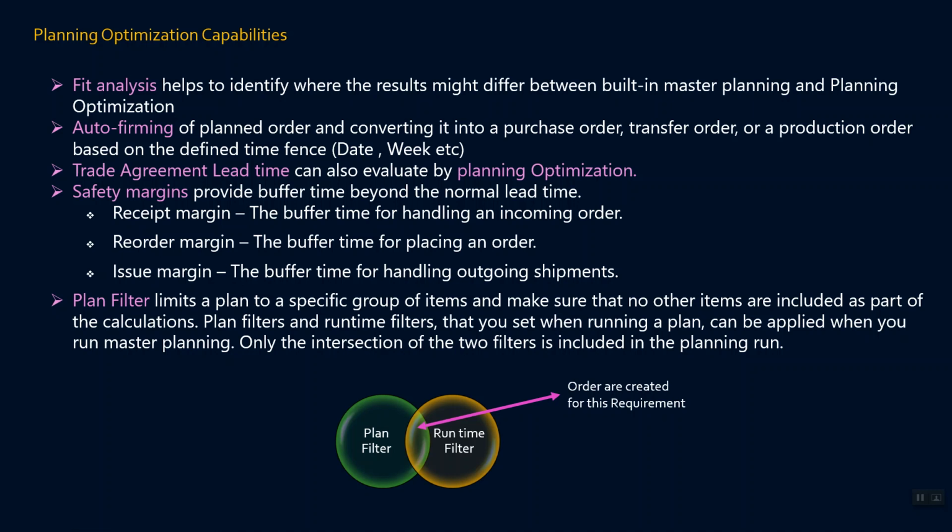whatever specific item or specific group of items you want to run in the master plan, that can be achieved, because the intersection of the two, whatever items are there, system creates order only for those. So this is something new which is only achievable in planning optimization through different types of plan filters. Okay, so we'll not go in depth in this particular topic.